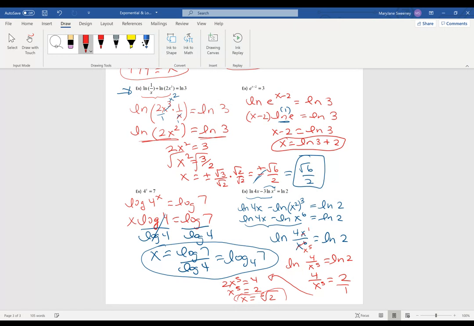5th root of 2 will be our answer. Okay, that's it for day 5.